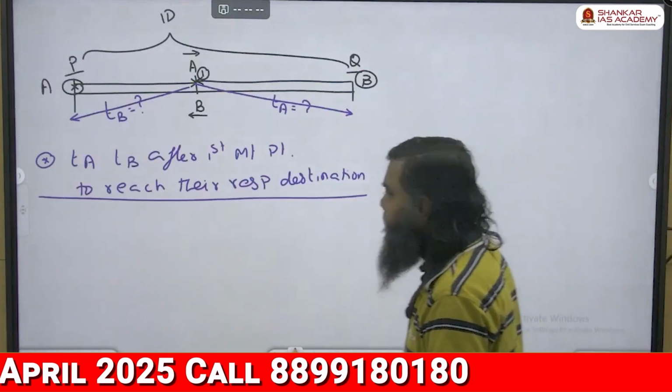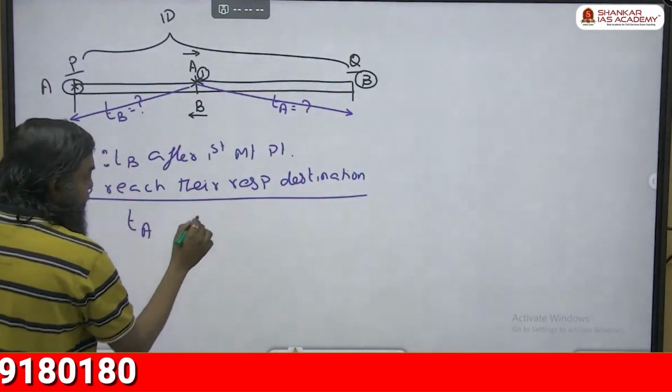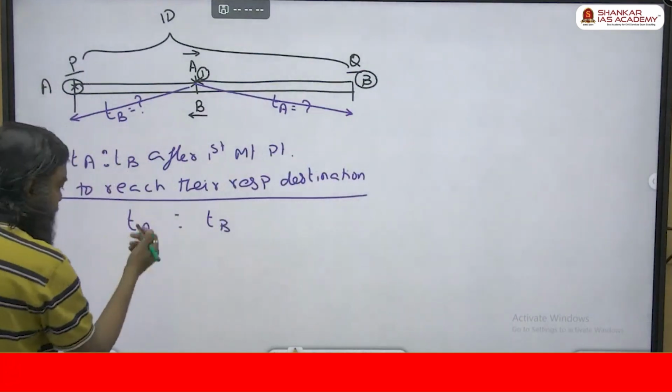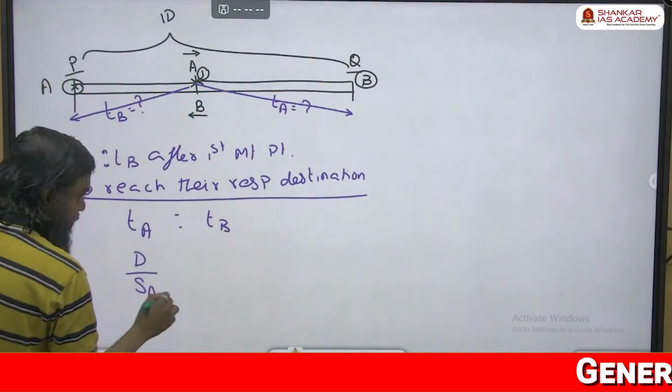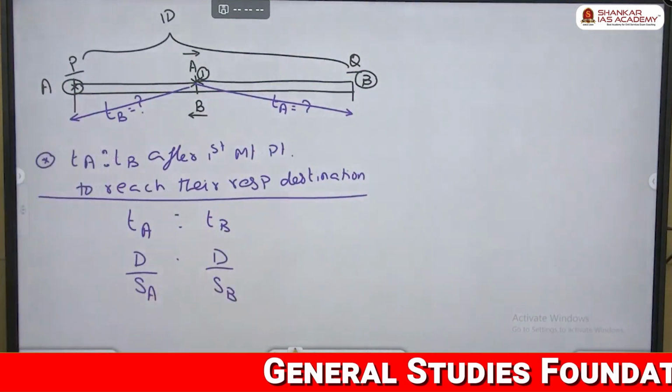That means the question asks for the time taken by A and B. Don't consider the ratio value for the time being. How can you calculate the time? Distance upon speed. Do you understand this?